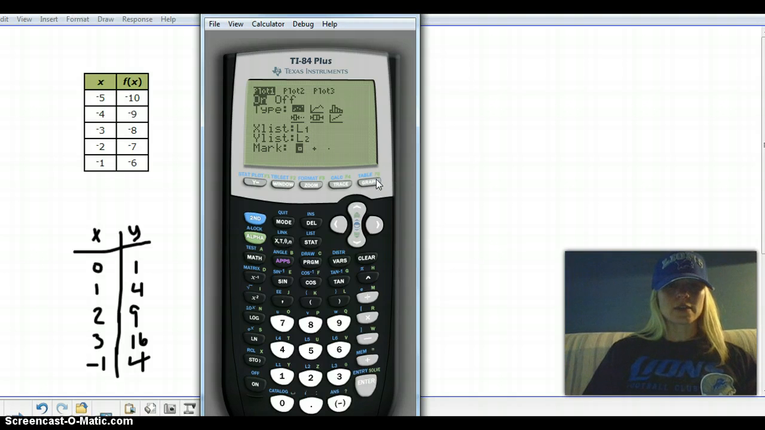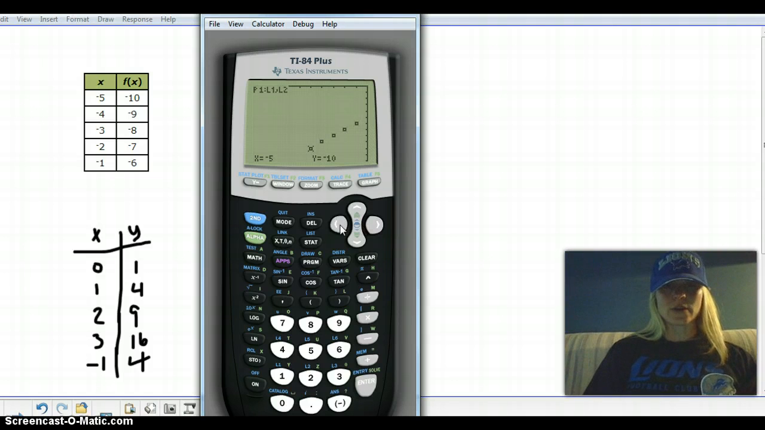And then we can go ahead and hit graph. And then there's our points right here. I can hit the trace button. It'll show me what that coordinate is. This one is my -5, 10. I can right arrow, and it shows me my -4, -9, a -3, -8. And so this is a good way just to determine if it's linear.